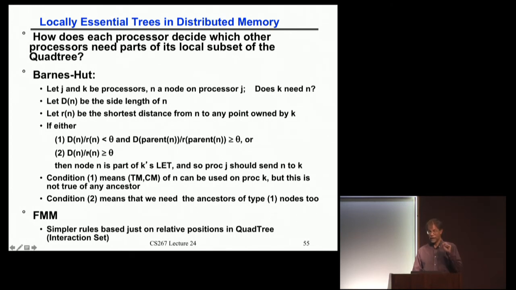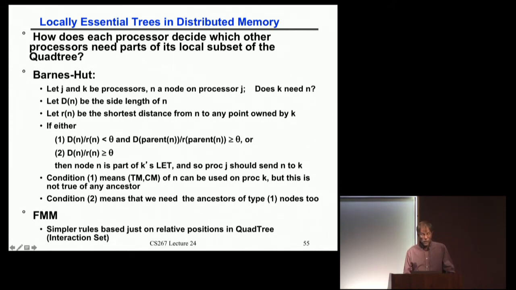The other criterion for sending it is that it's an ancestor of that one. I need to go through this node in order to traverse it to get to that one that I actually need. So in other words, I'm going to give the whole trail from the root down to the node that is small enough to be able to use this approximation. And then, if either of these are satisfied, then J will send a copy of node N to processor K. Okay, so that's the criterion.